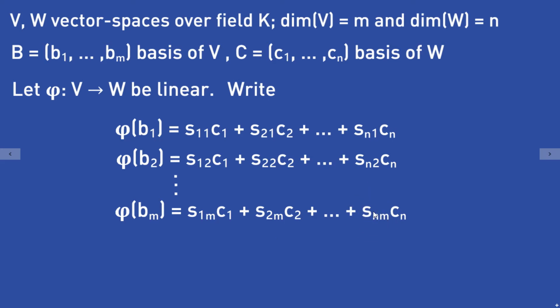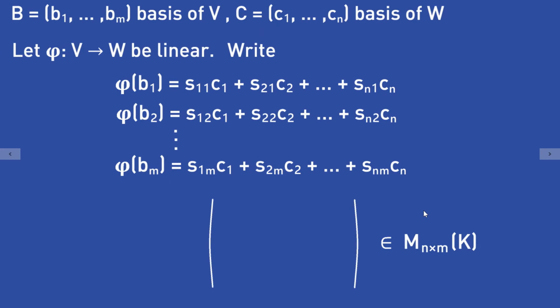When you are finished with all that work, you can write down the matrix representation of phi with respect to B and C. That matrix is an n times m matrix with entries in the field K. For the first column of that matrix, you take a look at these coefficients here.